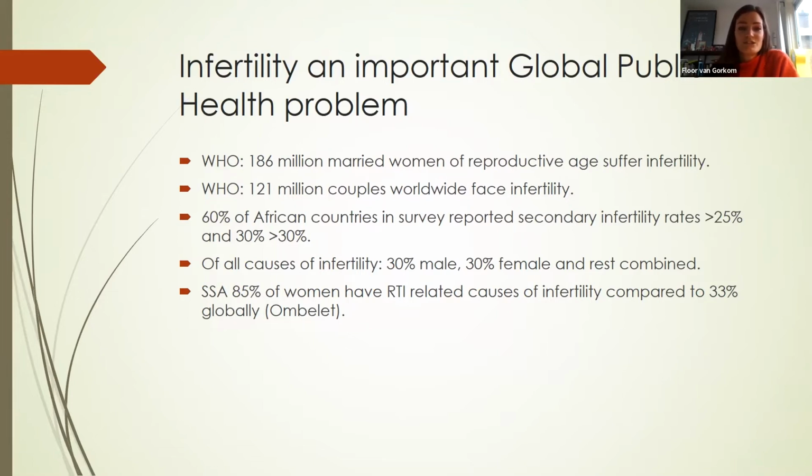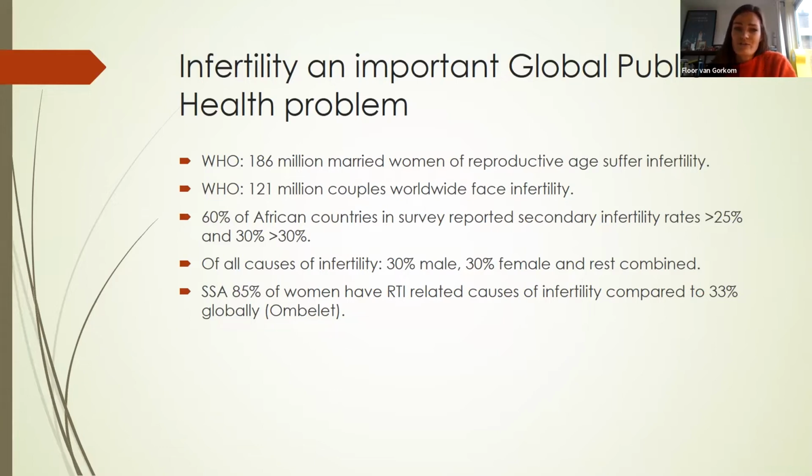If we then zoom into the African continent, there is research that shows that 60% of all the countries in that specific survey reported infertility rates of over 25%, and even 30% of the countries reported an infertility rate over 30%.